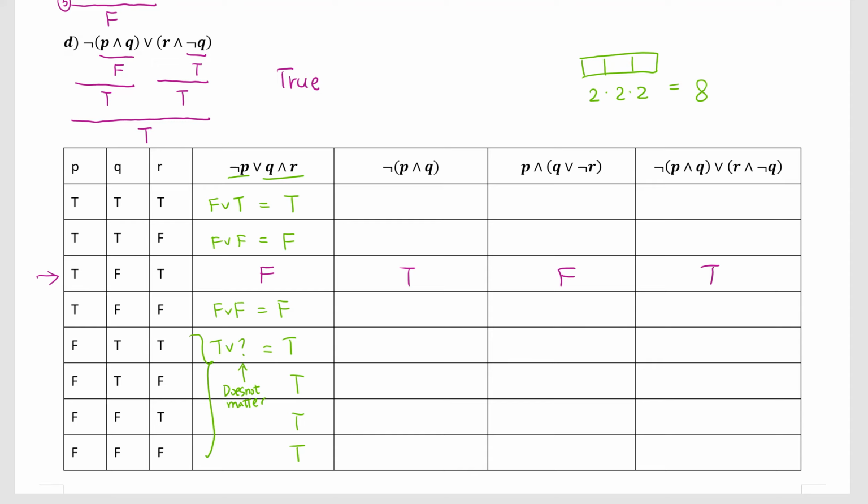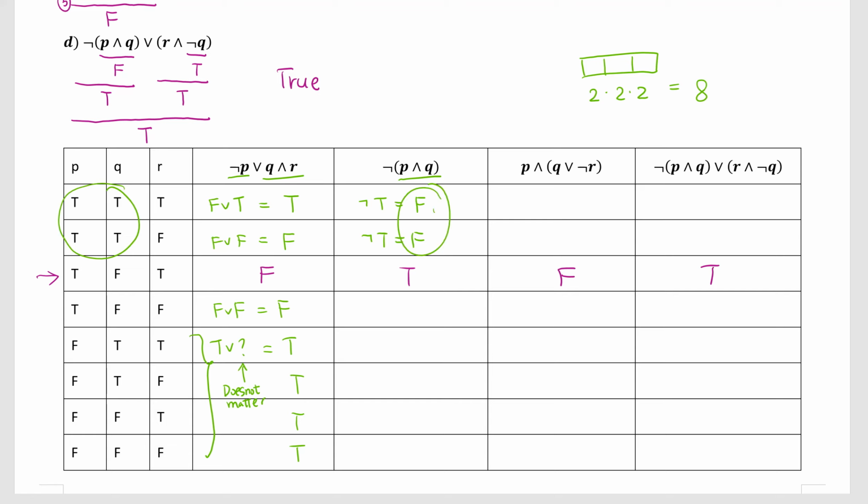So the next one was the order. We first calculate P and Q, and then we do not (P and Q). P and Q only involve the first 2 propositions. So P and Q, true and true is true, so not true is false. And then next, still true and true, so not true is false. And you can see, because both of them are the same, this answer will be the same.